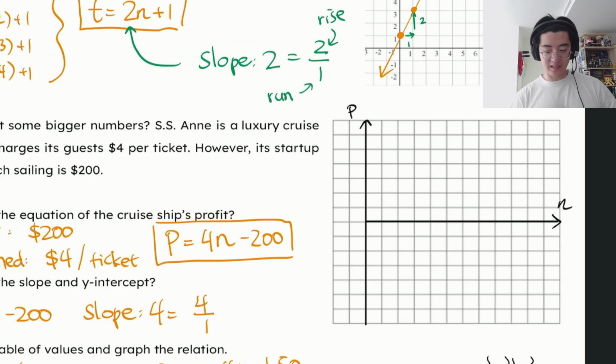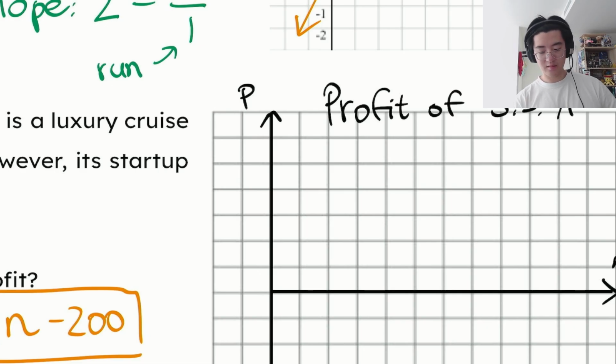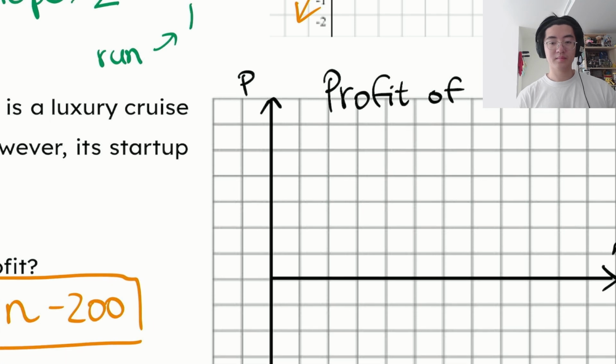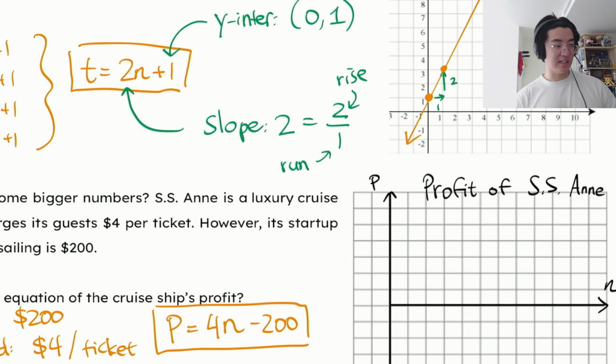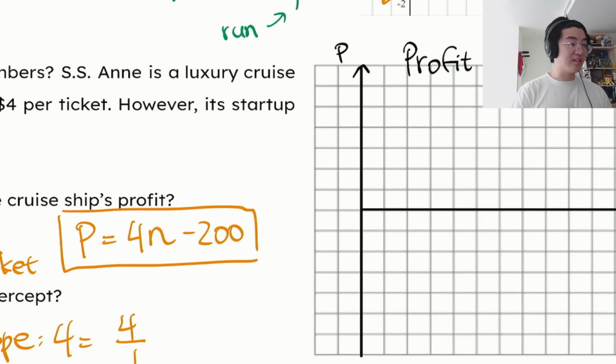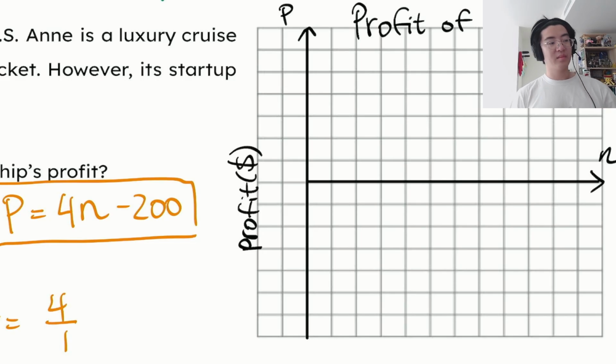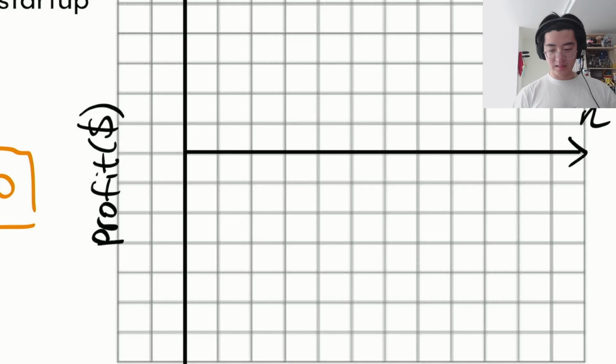Okay, we'll give it a title as usual. Profit of the ship. That's our little graph title here. And of course, on the side, we need to indicate what those axes mean. So the P here stands for profit in dollars. And then the x here is the tickets sold.